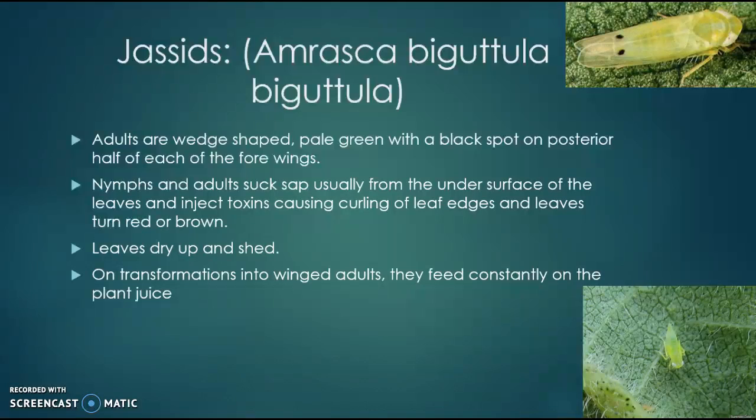Jassids. Adults are wedge-shaped, pale green with a black spot on the posterior half of each of the forewings. Nymphs and adults suck sap usually from the under surface of the leaves and inject toxins, causing curling of leaf edges, and leaves turn red or brown. Leaves dry up and shed. On transformation into winged adults, they feed constantly on the plant juice.